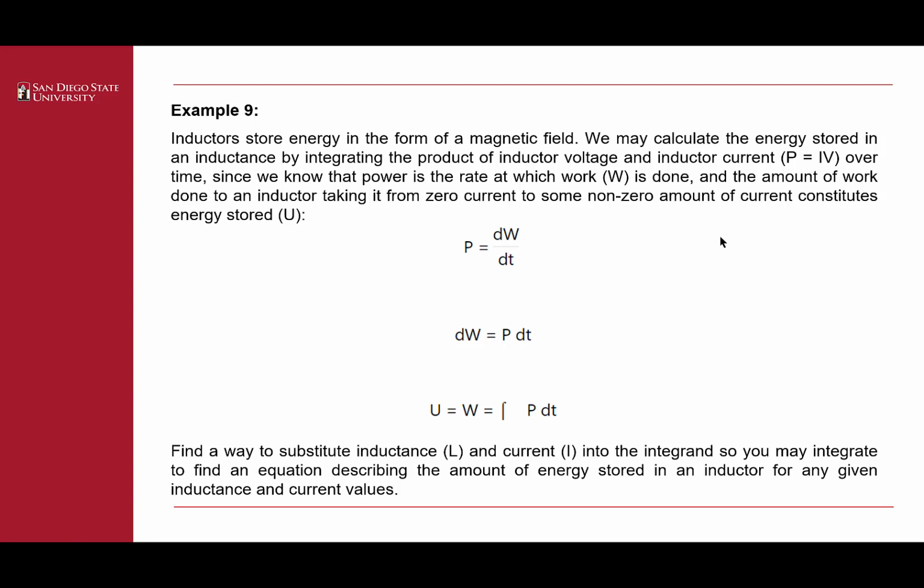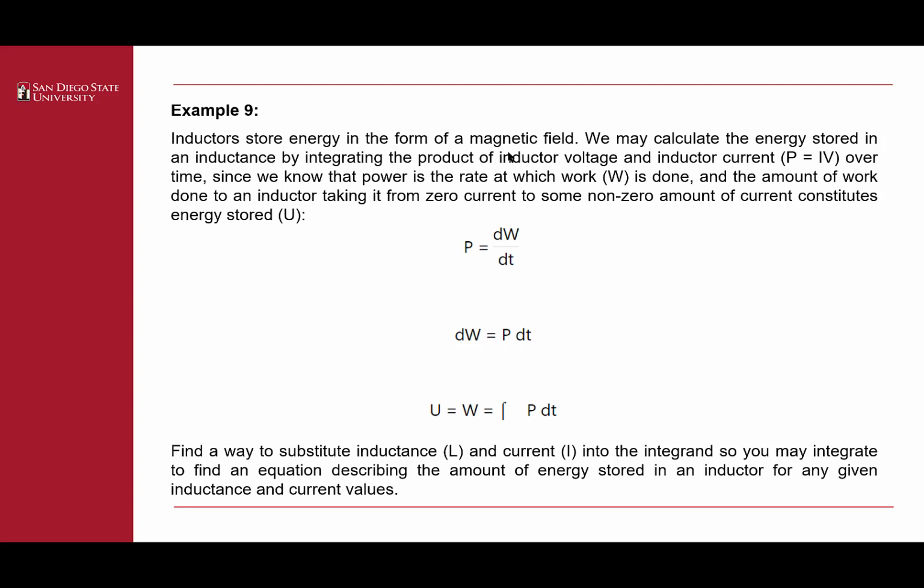Inductors store energy in the form of a magnetic field. We may calculate the energy stored in an inductance by integrating the product of inductor voltage and inductor current over time. So P equals I times V. Since we know that power is the rate at which work, shown as W, is done, and the amount of work done to an inductor taking it from zero current to some non-zero amount of current constitutes energy stored, which is shown as U.